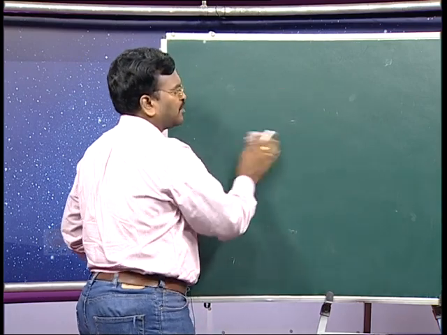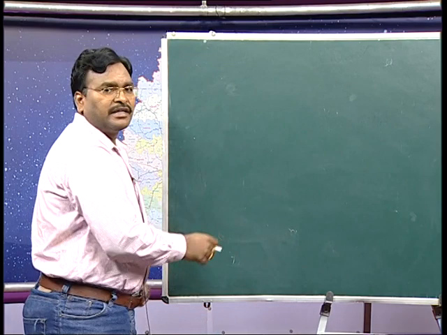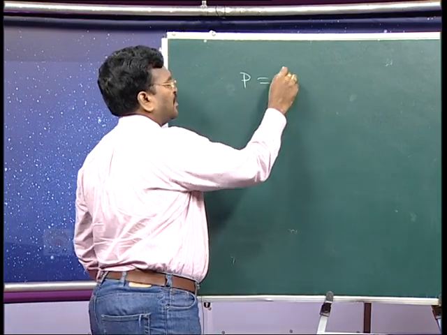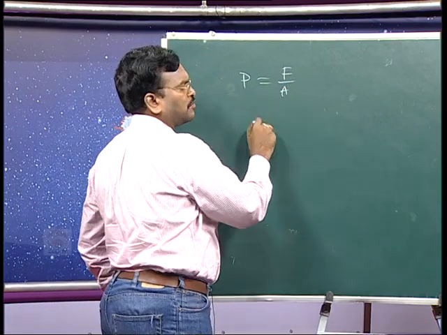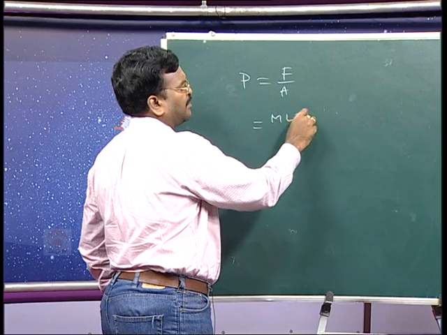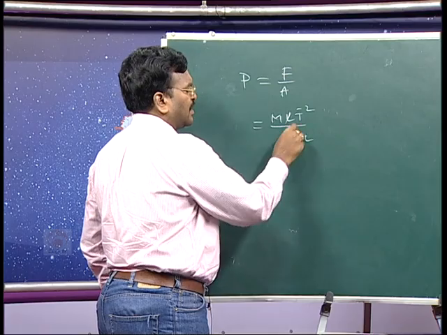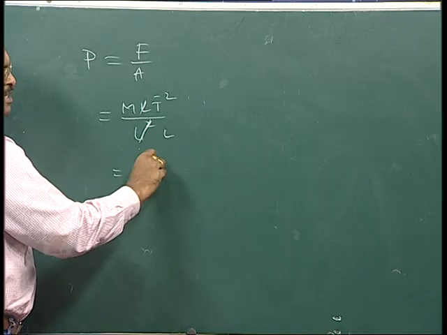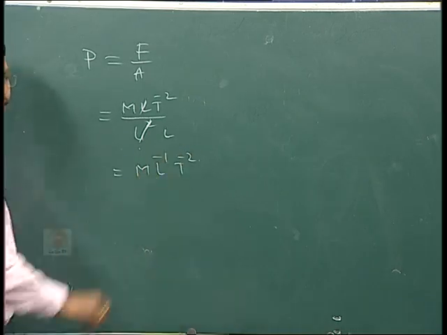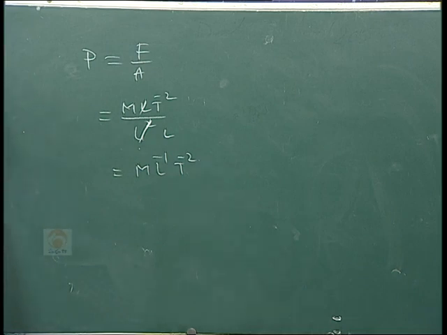Next one we have pressure. Pressure means what? Normal force acting per unit area. Force, mass into acceleration, mLT⁻², area, L square. So what are we getting now? mL⁻¹T⁻². It is the dimension formula for pressure.